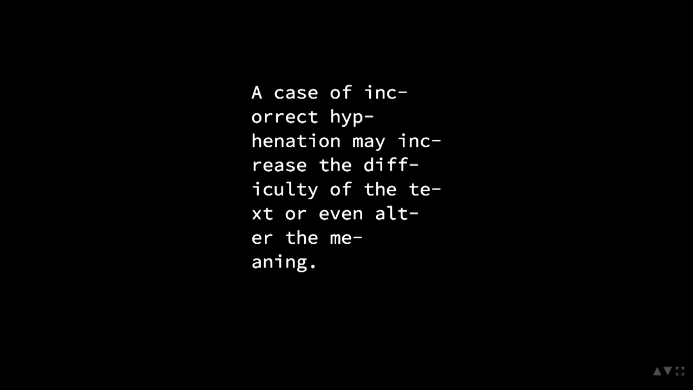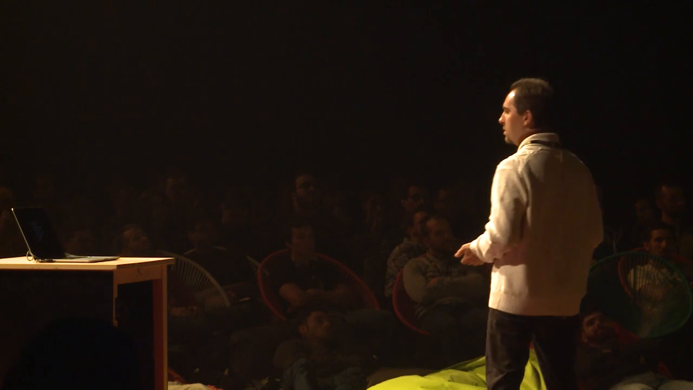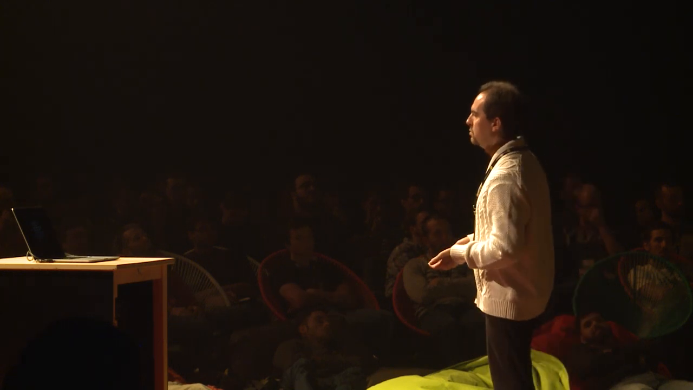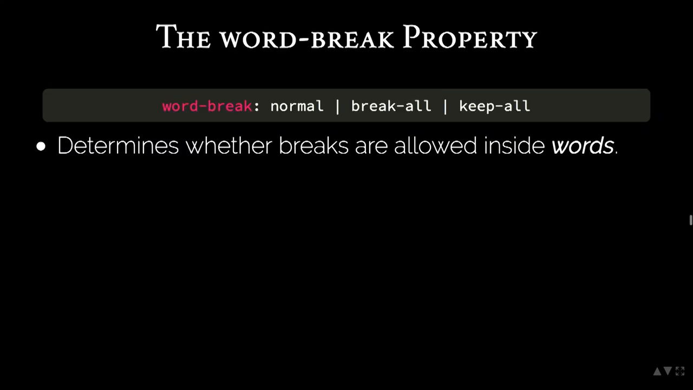Well, here's what would happen if you put hyphens at random places. I don't know about you, but I find this very hard to read. So we don't do that. And in order to put the hyphens in the right place, the browser needs to use a dictionary of where the hyphenation points are supposed to be. And the dictionary is language specific. So if you don't give a lang attribute, you don't get automatic hyphenation.